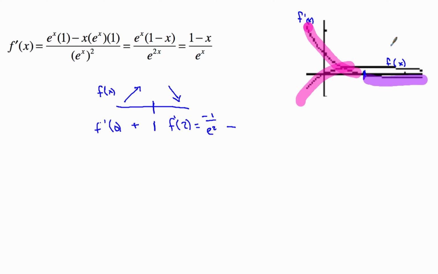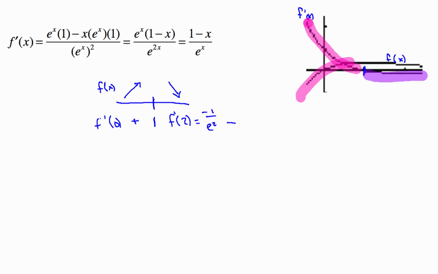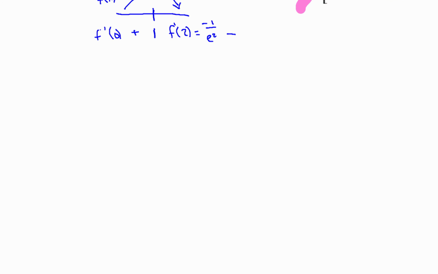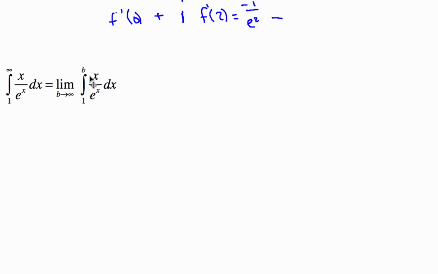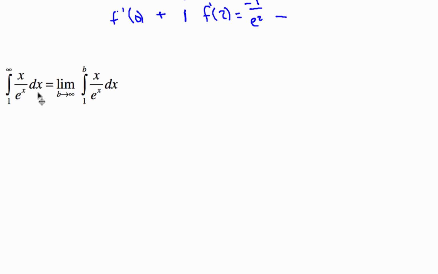Now, since those three conditions are met, we're going to move on and do something which looks a little bit familiar. We're going to use the limit process to help us determine whether an improper integral converges or diverges. So we're going to have the limit from 1 to infinity of x over e to the x. Of course, we're going to replace the infinity with a b. From there, in order to help us figure this out, we're going to use a tabular method.